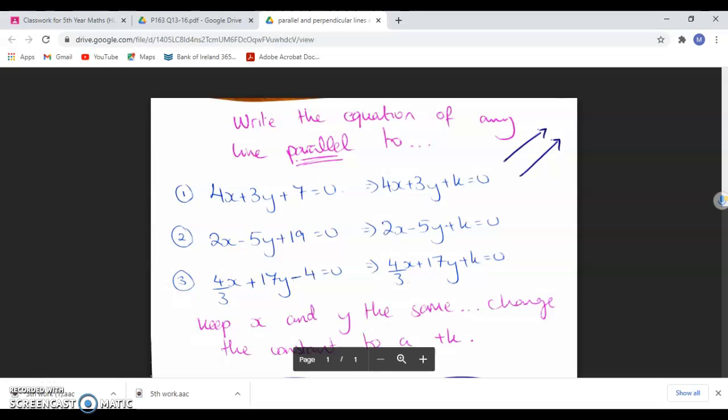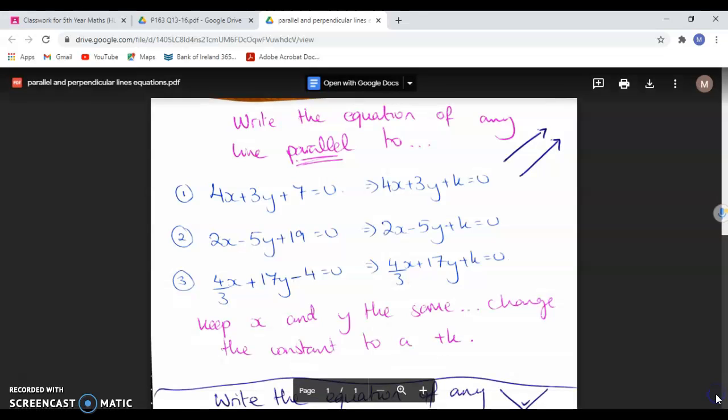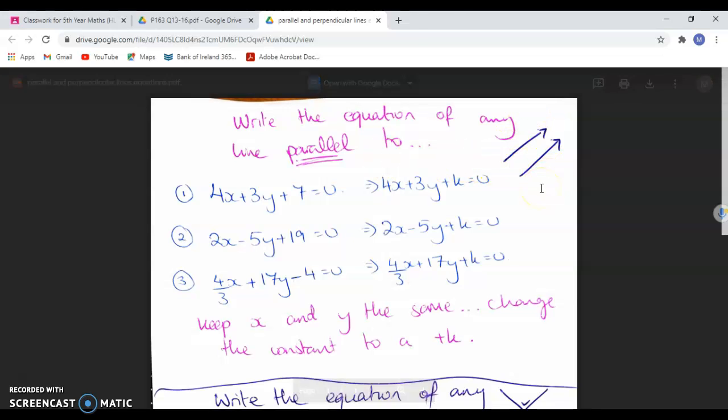Morning lads, I just want to do a video there about writing the equation of the line which is either parallel or perpendicular to another. Okay, so let's start with the notes here. Write the equation of any line parallel to. If it's parallel to it, what could you say about it? It has the same slope. So if it's parallel, it has the same slope.